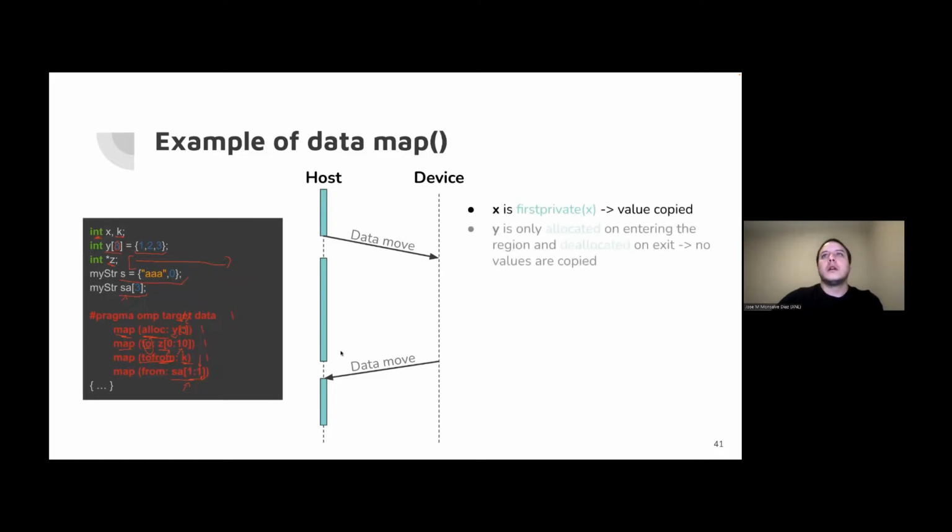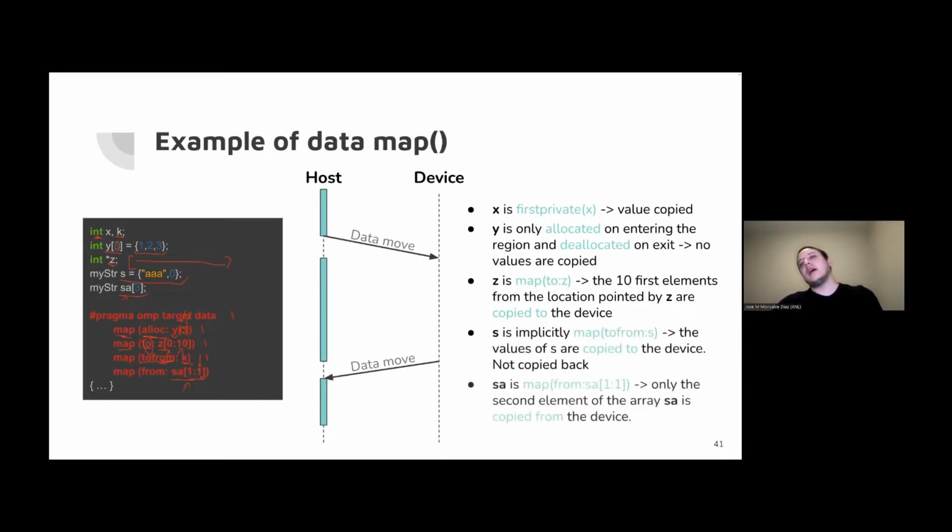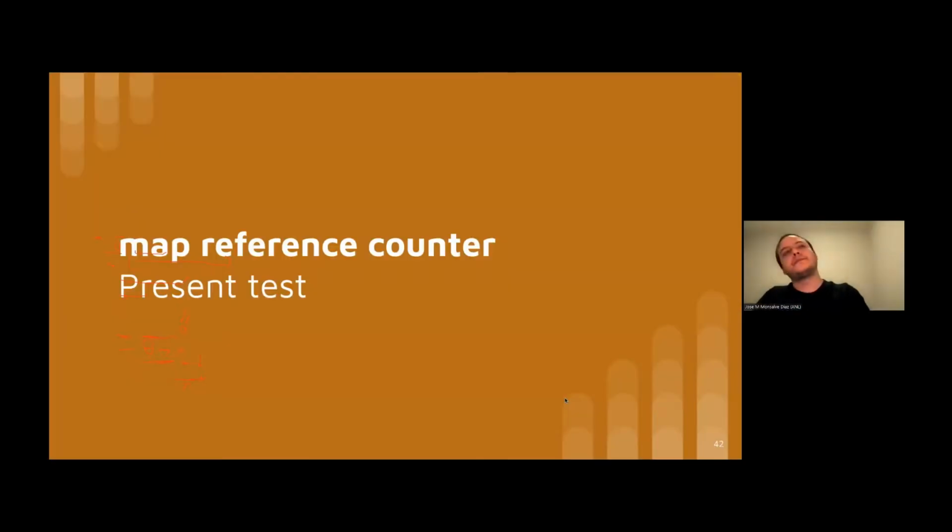X is firstprivate because I never mentioned it here, so it is implicitly treated as firstprivate. S is also implicitly mapped as tofrom, right? Y is only allocated, so I don't copy the data over there. Z is mapped and copies the data of 10 elements starting from the beginning. S is implicitly mapped, and SA maps only a single element into the device. Okay.